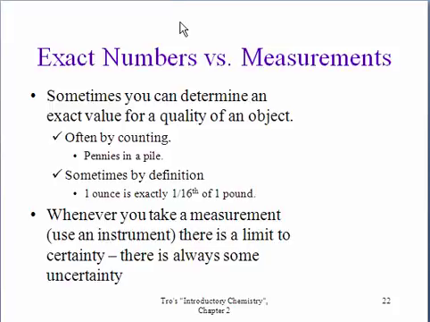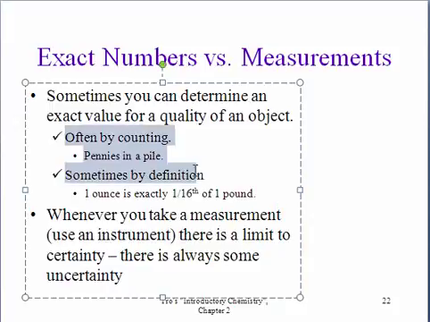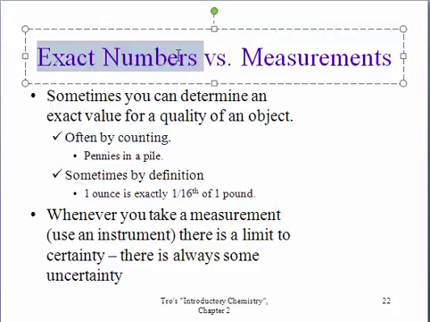So in chemistry, we have two different types of numbers. We have exact numbers that have what we consider to be an infinite certainty, such as numbers that we get by counting. So for example, how many pennies are in a pile, how many apples in a basket, how many students in a classroom. And then numbers that are given by definition, such as pi, or the relationship between units, such as 1 ounce is exactly 1/16 of a pound. These are all considered to be exact. There's no uncertainty associated with them.